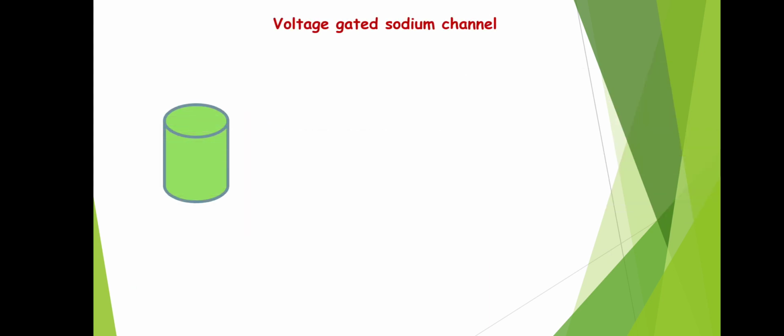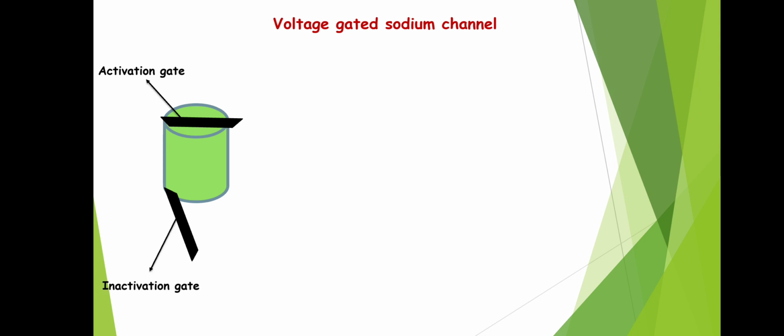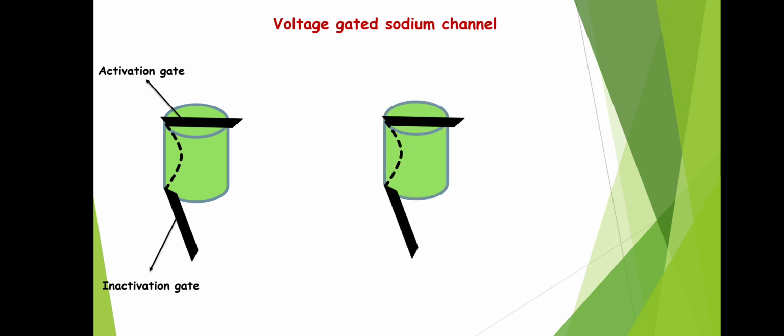So this is a voltage gated sodium channel and it has got two important gates. This one is the activation gate and this one is the inactivation gate, and both are connected via a chain. Whenever the activation gate is closed, the inactivation gate will be open. And whenever the activation gate is open, this chain will pull the inactivation gate to close. And whenever the inactivation gate is open, the same chain will pull the activation gate to close. So if one gate is open, then the other gate should be closed.